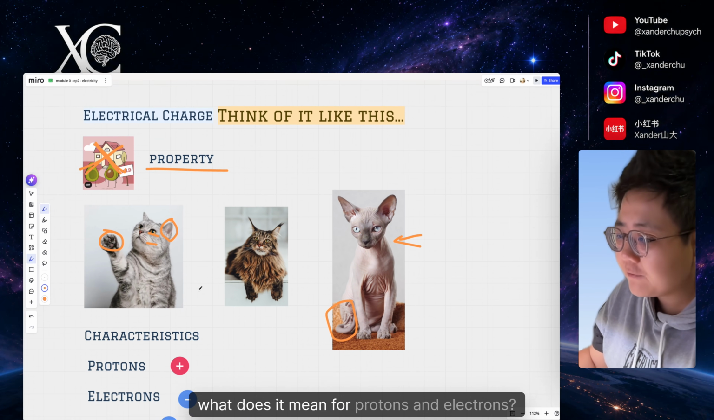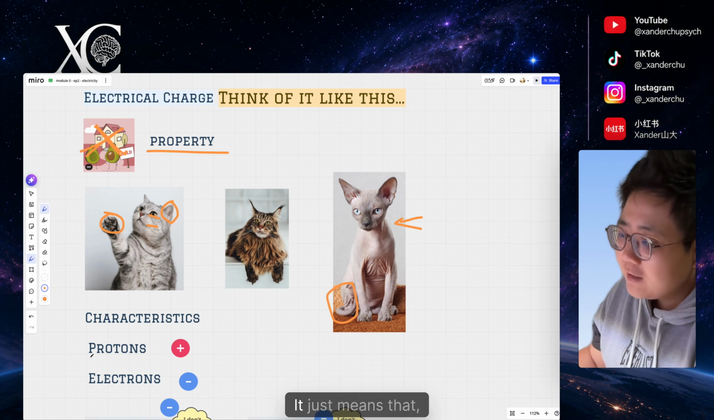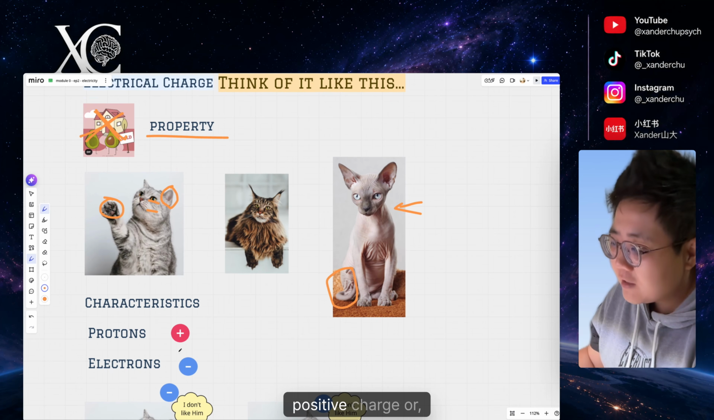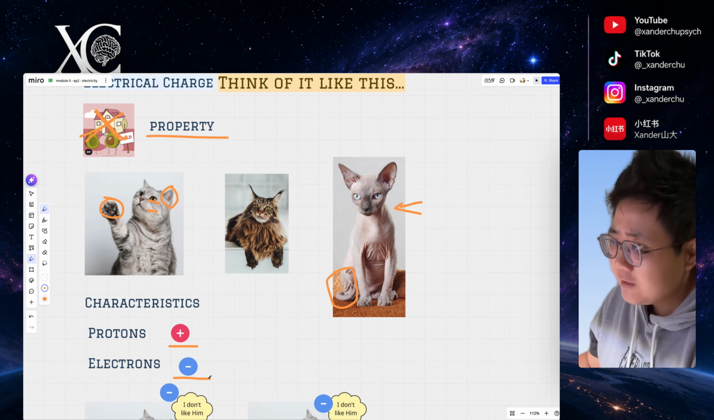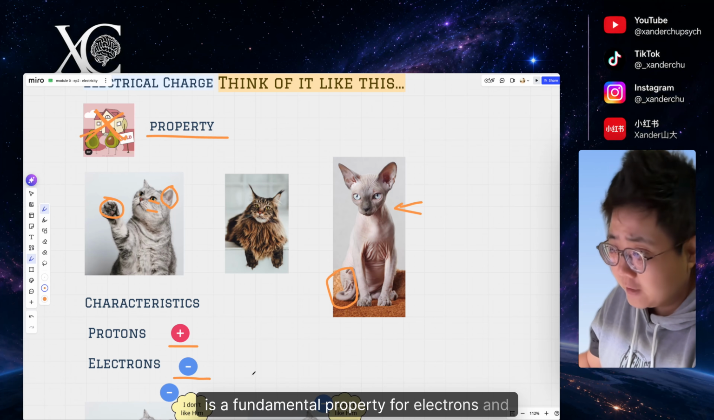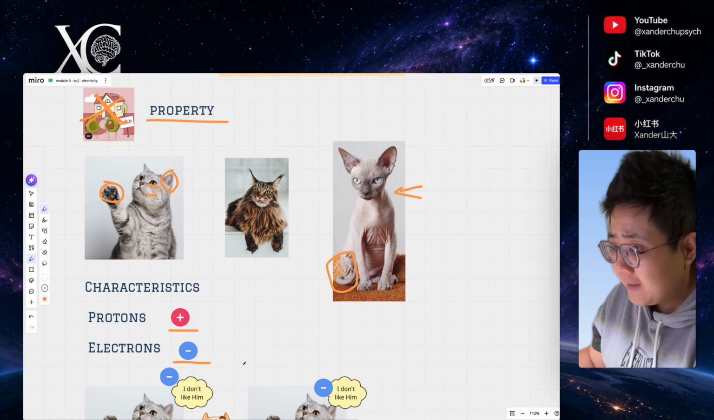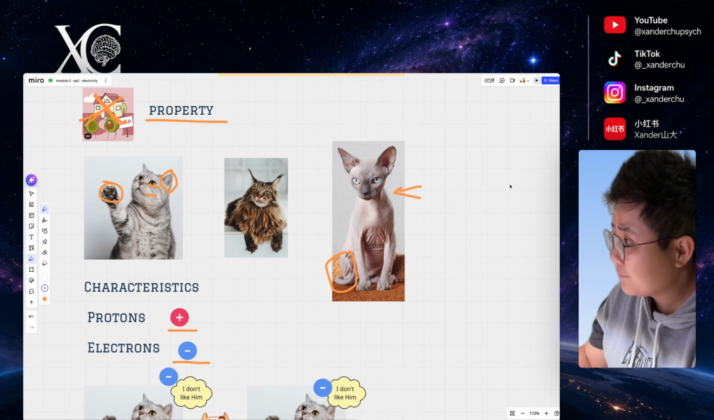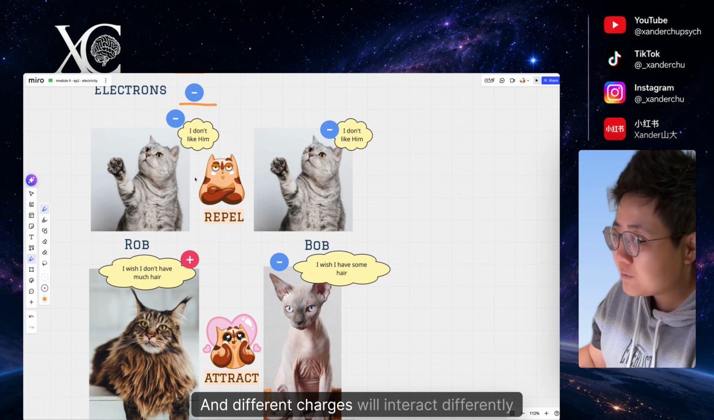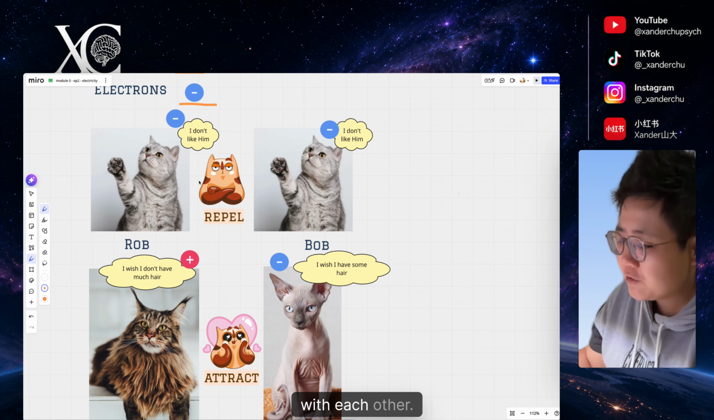Now, what does it mean for protons and electrons? It just means that electrical charge is a fundamental property of electrons and protons. Protons have positive charge and electrons have negative charge. And different charges will interact differently with each other.